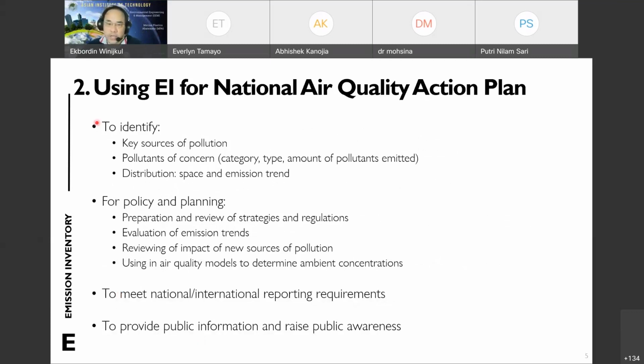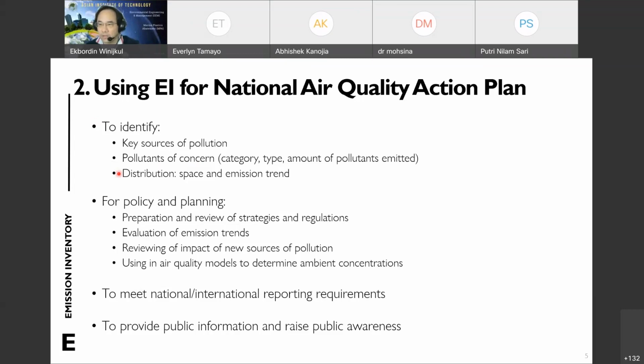Well, the emission inventory can be used to identify the key source of the pollution, right? Where the pollution is coming from. It can be used to identify the pollutant of concern. For example, what type of pollution, how much emission comes from different sources, and so on. And it can be used to tell where the pollution is being generated, right?